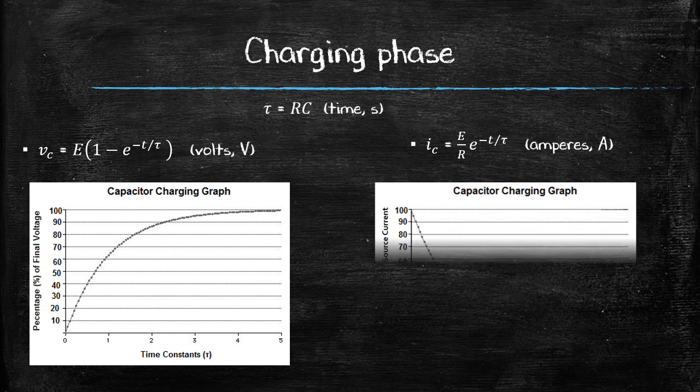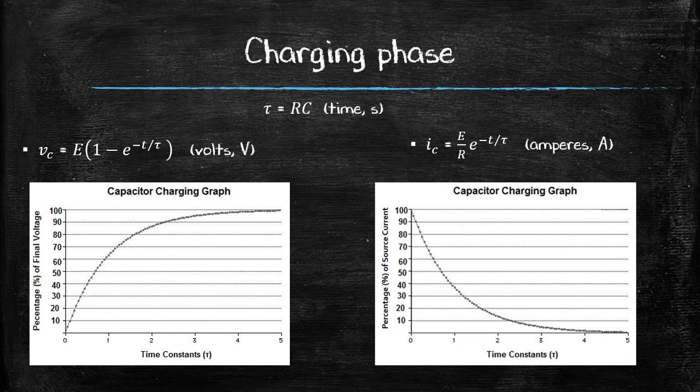These are the formulas for voltage and current during the charging phase, or the transient period. In these formulas and the ones to follow, the Greek letter tau, known as the time constant, is defined as the series resistor times the capacitance, measured in seconds.